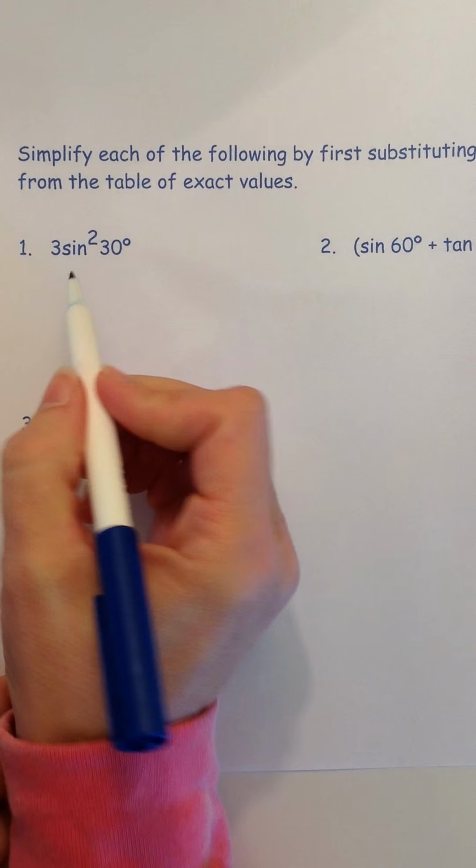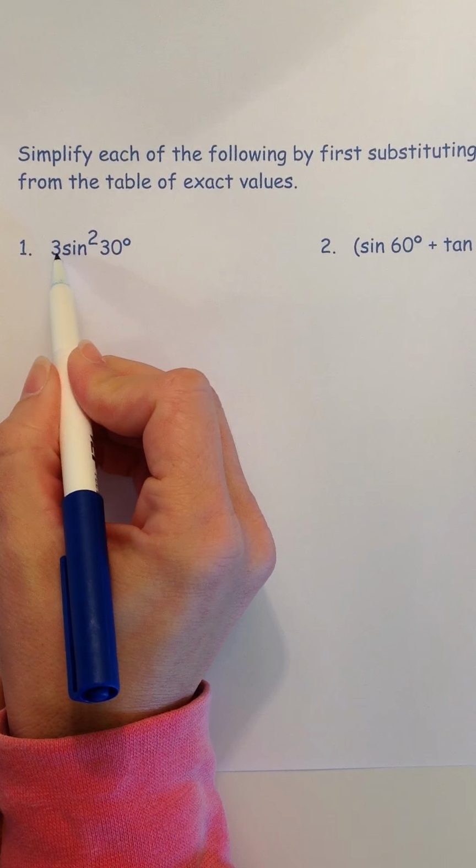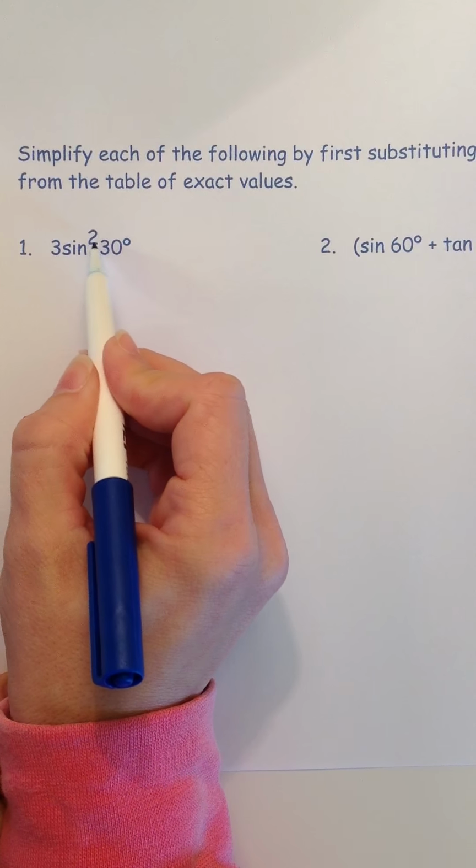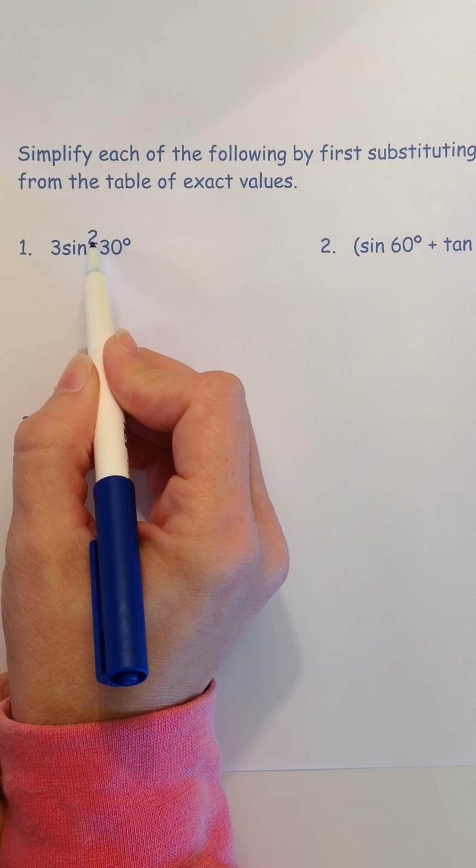Okay, with this first example, the 3 being in front of your sine, that's just multiplication. The exponent means that you're going to take your value and square it. It's just to the second power.